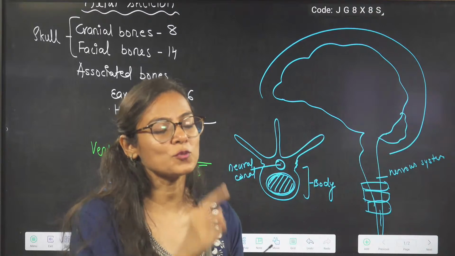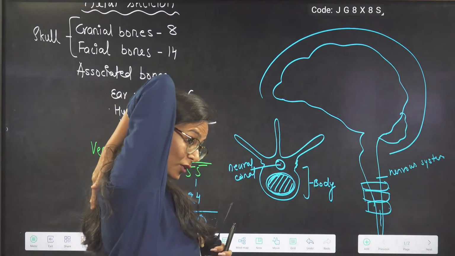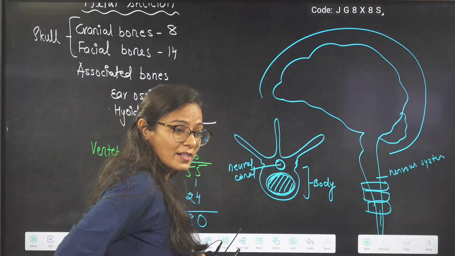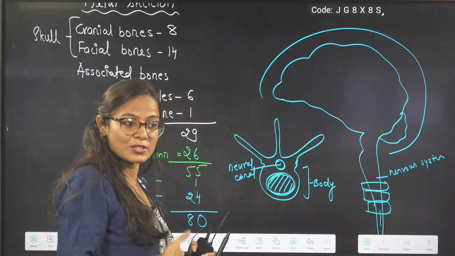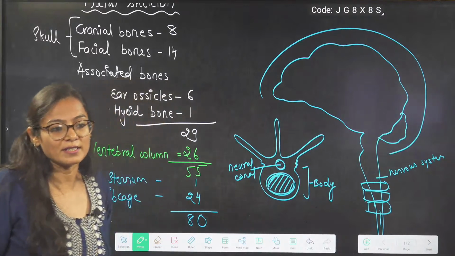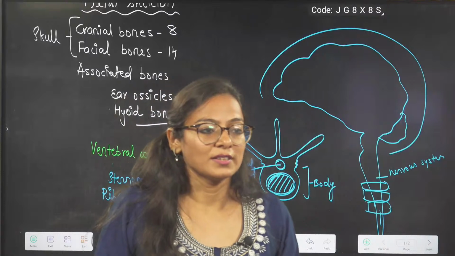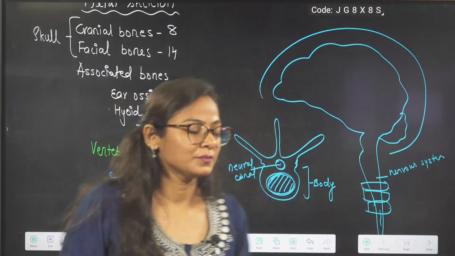Last two pairs of ribs, they are attached to the vertebral column. See, you have vertebral column here, right? So they are attached to the vertebral column. They are not attached to either sternum or any of the other bone in the ventral side. Clear now? Yes.